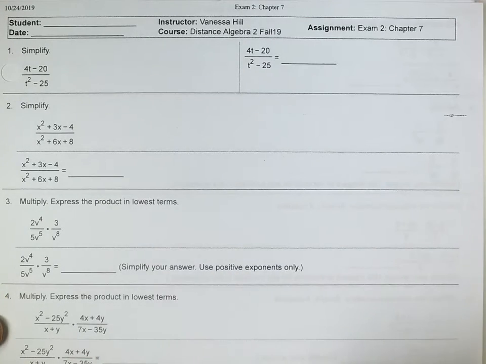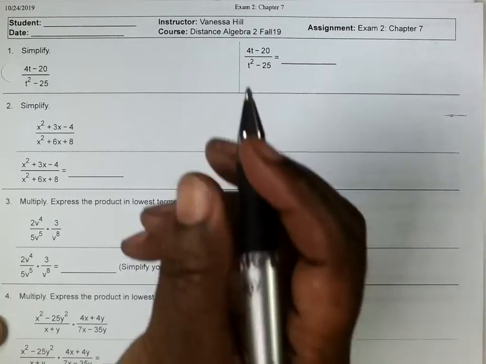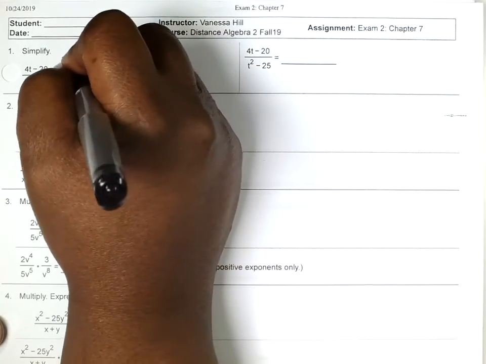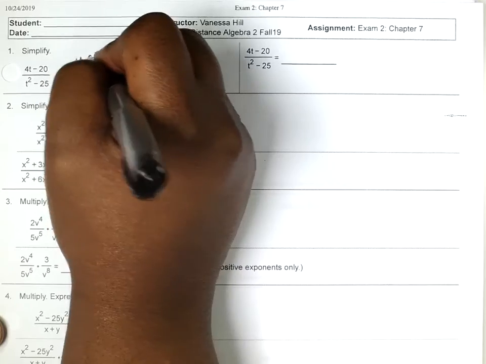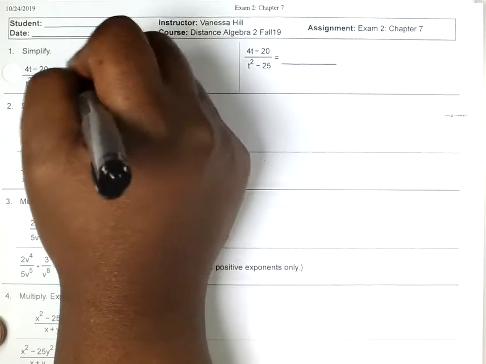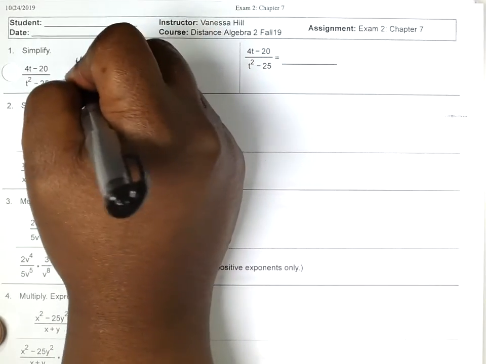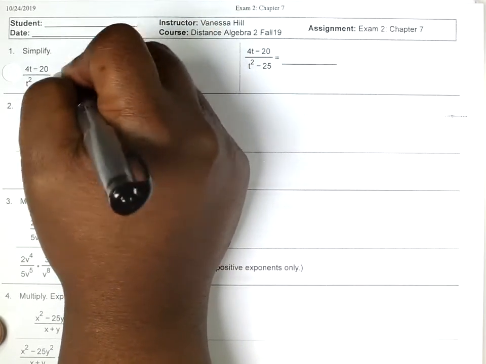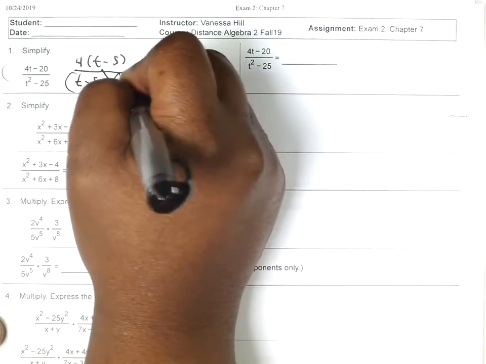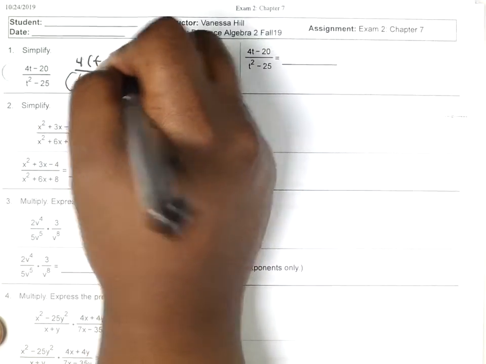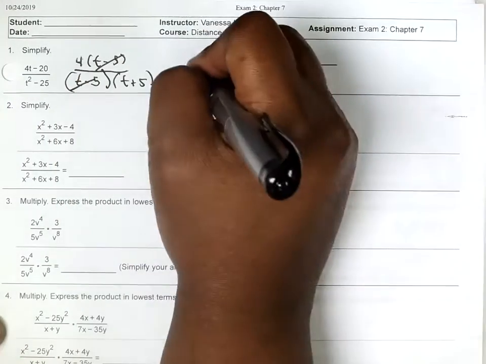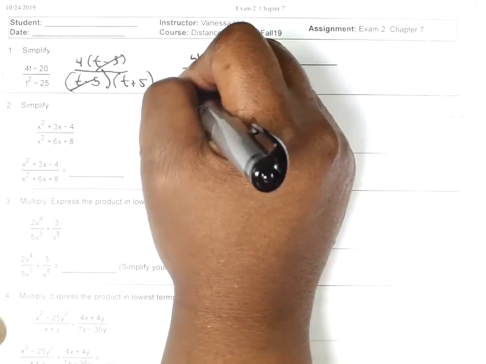So the first problem we have is simplifying. In the numerator, I can factor out a 4, so I get 4 times t minus 5. The denominator is the difference of two perfect squares, so that's going to give me t minus 5 times t plus 5. The t minus 5's cancel, so that just simplifies to 4 over t plus 5.